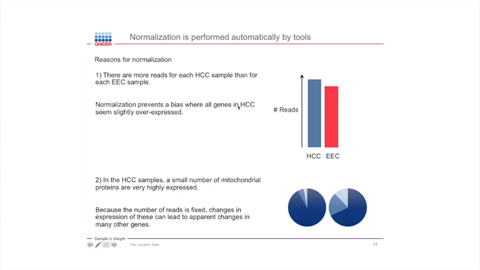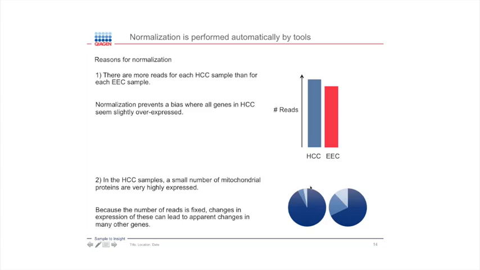A second, more subtle kind of normalization we do is for when you have a small number of genes or transcripts that are very highly expressed. And I've tried to represent this here. It happens in the EEC data. And what you find then is that perhaps the top 100 most expressed transcripts make up a small fraction, a few percent.